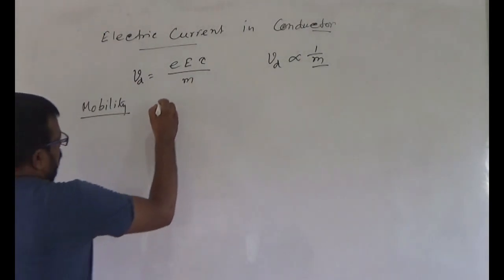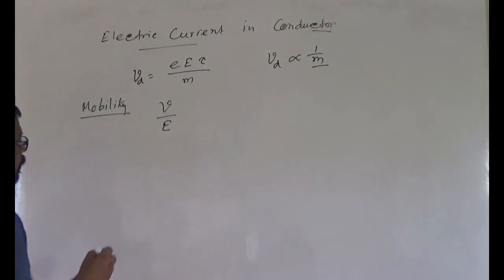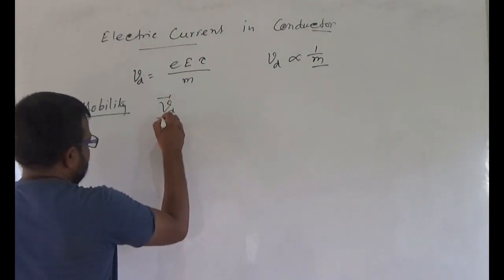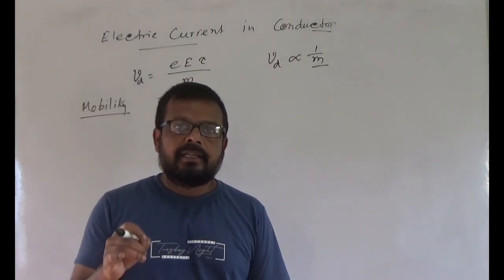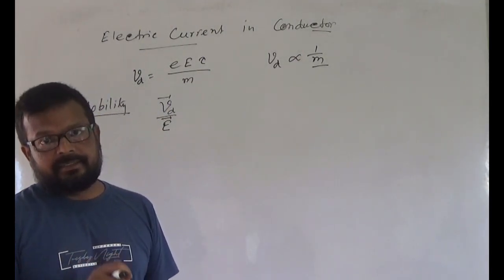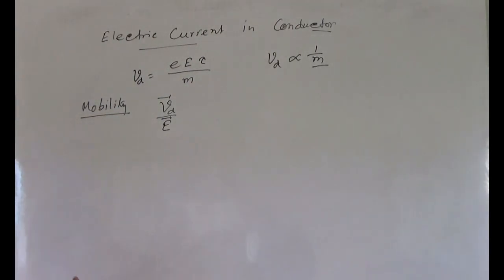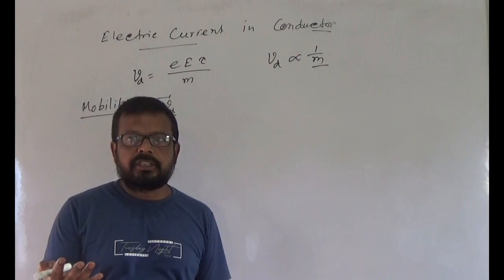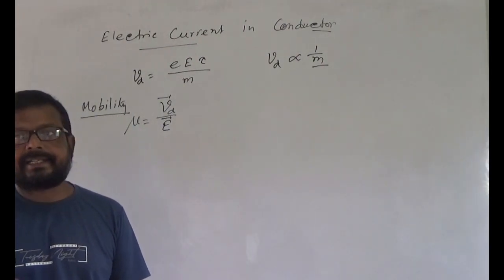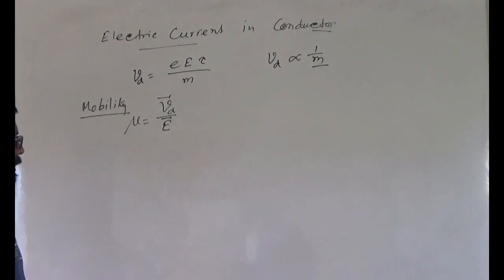Mobility is the drift velocity per unit electric field. That is, the drift velocity of a charge carrier when it is placed in an electric field of unit intensity is called the mobility of that charge carrier, right? Or you can say mobility is the ratio of drift velocity to the electric field applied to the material. Is it clear?